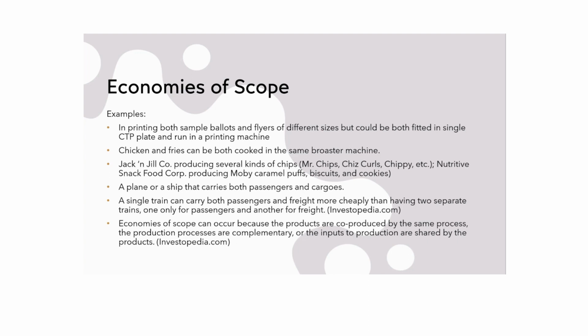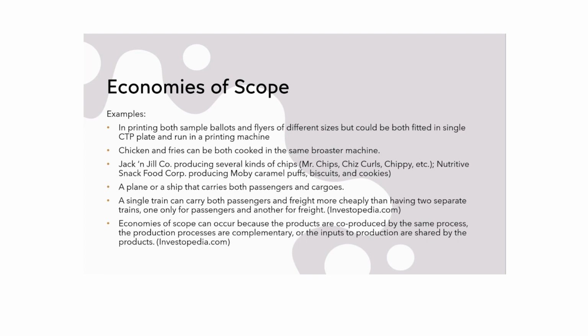Okay, there, we have more companies to illustrate economies of scope. Jack and Jill Company, nutritive snack food, trainer ship, bring passengers and cargos. So there are three types of economies of scope. Number one, products are co-produced by the same process. Ibig sabihin, the same different products produced using the same process. Ibig sabihin, same ano din, equipment.